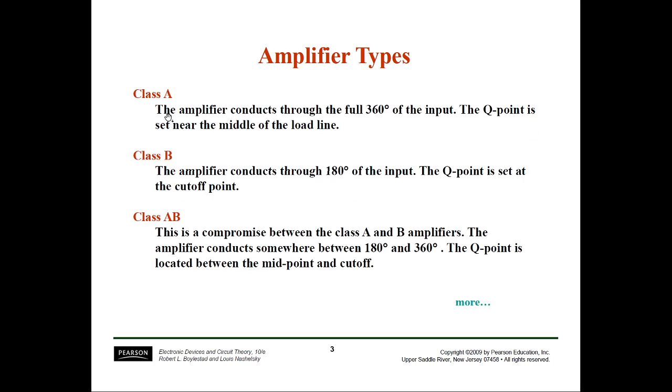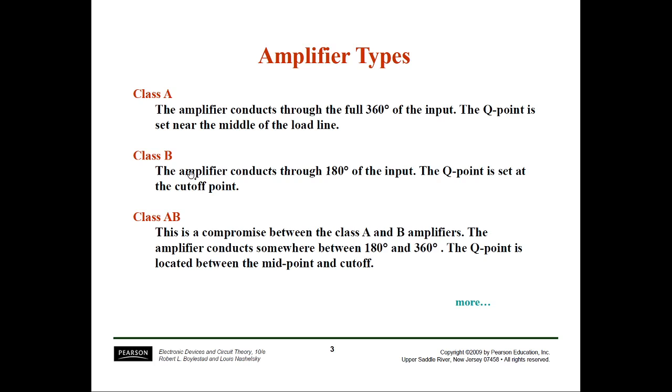So, the class A amplifier conducts the full 360 degrees of the input, that is, full input and output. It conducts the positive half cycle and the negative half cycle, and the Q point is in the middle of the load line. You have to remember this very carefully: the class A amplifier conducts the full 360 degrees, and the Q point is at the center of the DC load line.